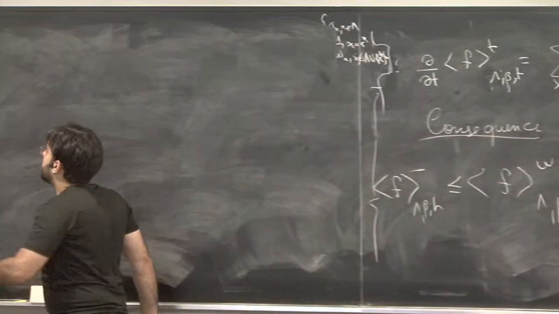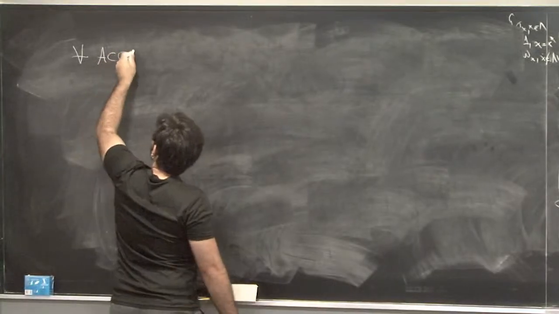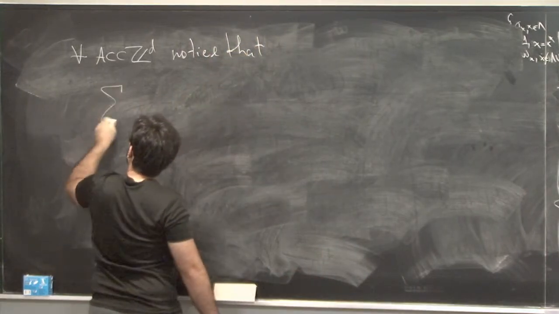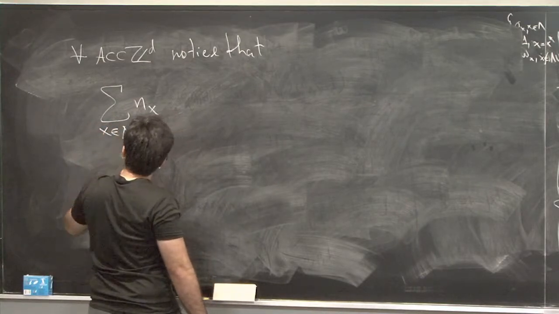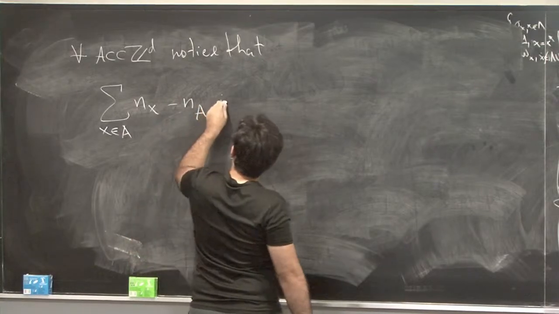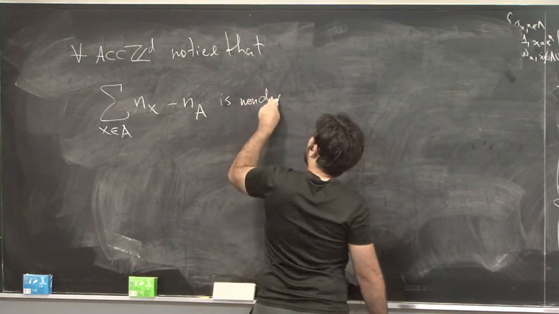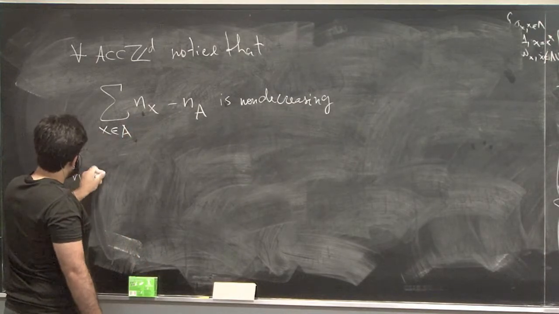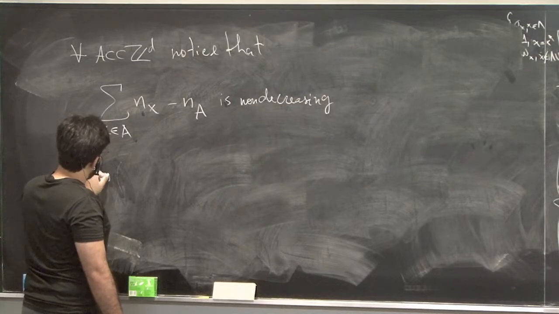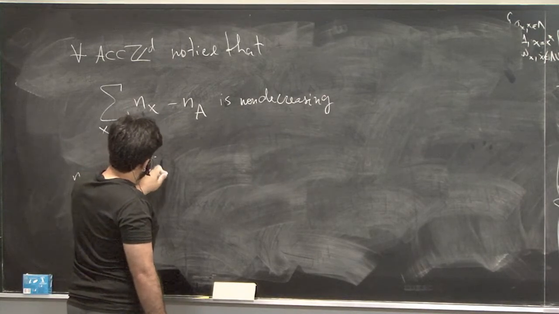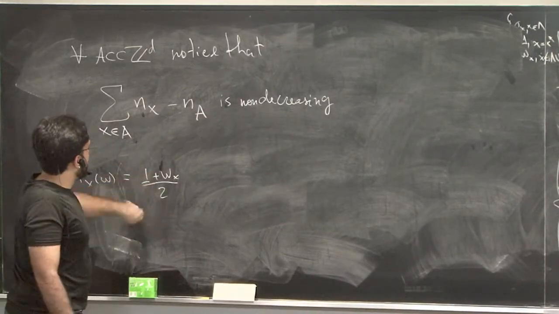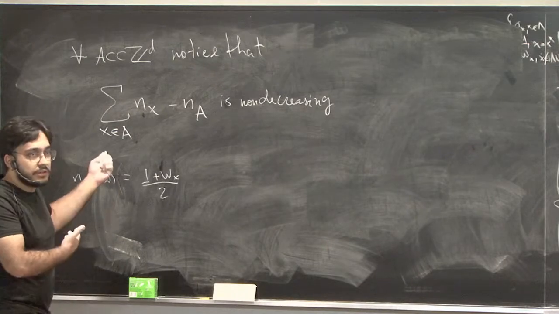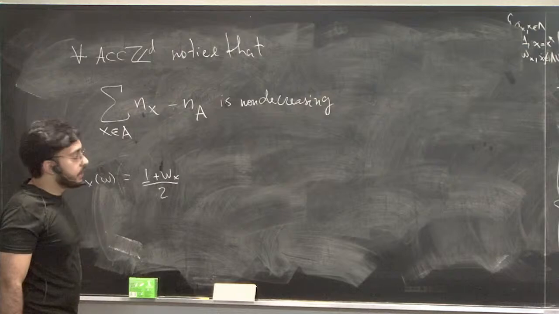So first, for any A finite subset of Z^d, notice that the sum of N_x for x in A minus N_A is non-decreasing. And remember what N_x is. N_x are the occupation variables. This is just (1 plus omega x) over 2. And N_A is just the product of this for any x in A. So this will be non-decreasing. You can check it directly.